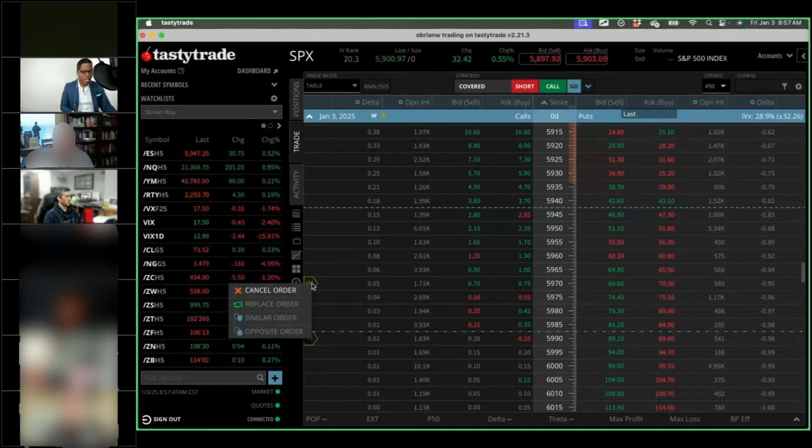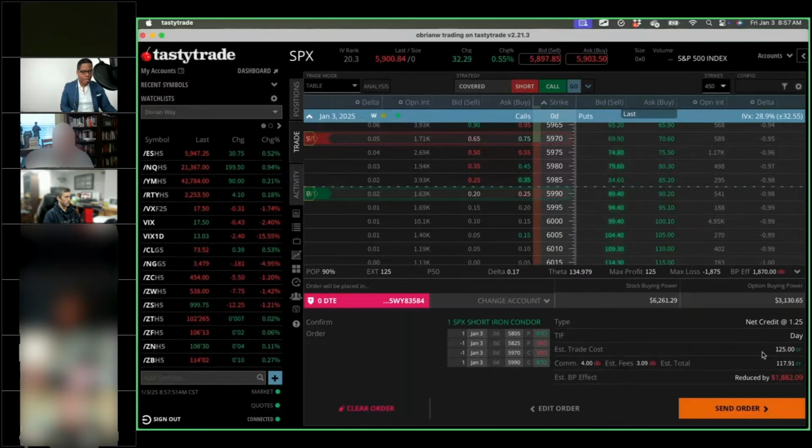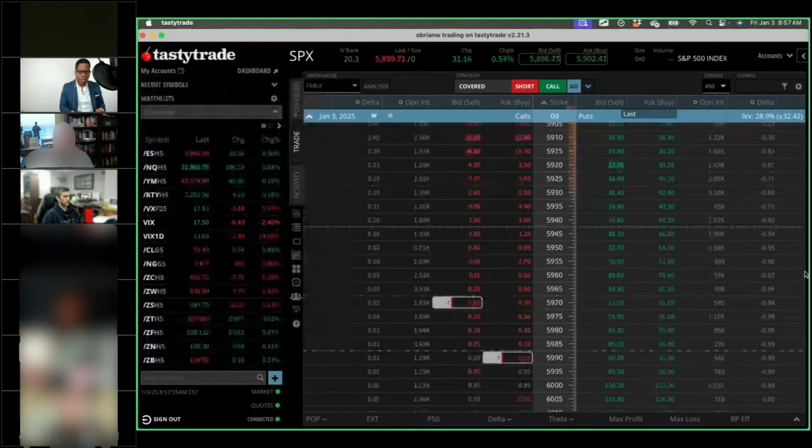So we're not filled yet. So I'm going to hit replace. I'm going to drop that down to 125. We should get filled right away. And there we go. And so this is the trade that we have on.